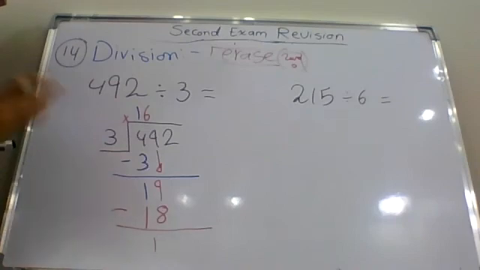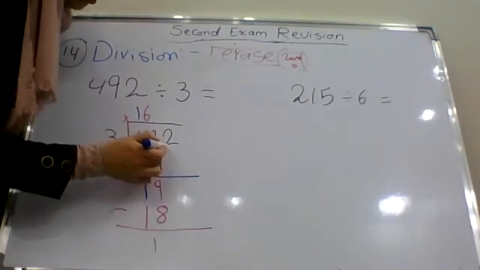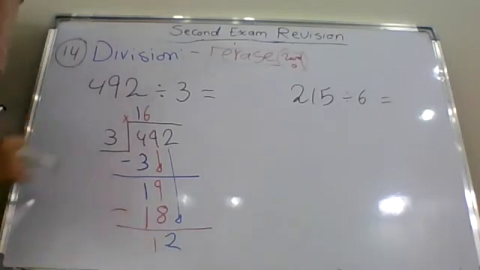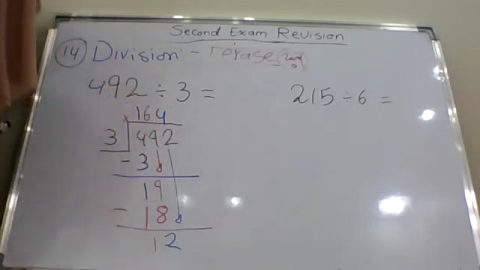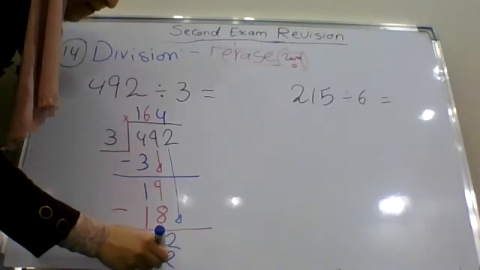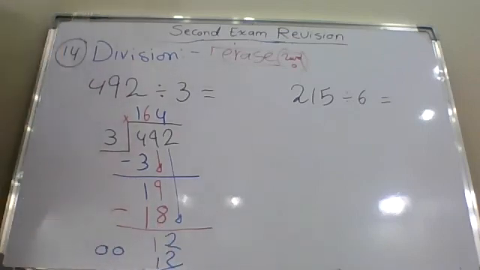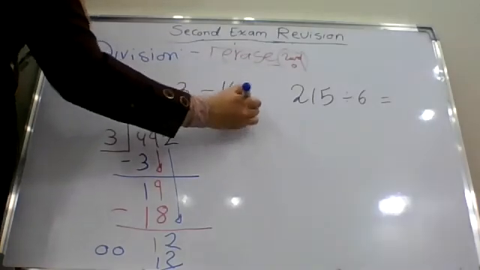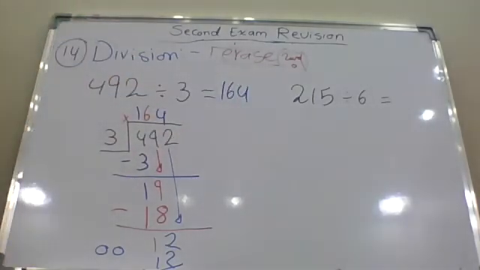Are we done? No, we're not done yet. I still have 2. So I put 2 down. I have 12. How many 3 inside this 12? I have 4. 4 times 3 equals 12, and the answer is 0. Okay, so the answer is 164. This is the first one.